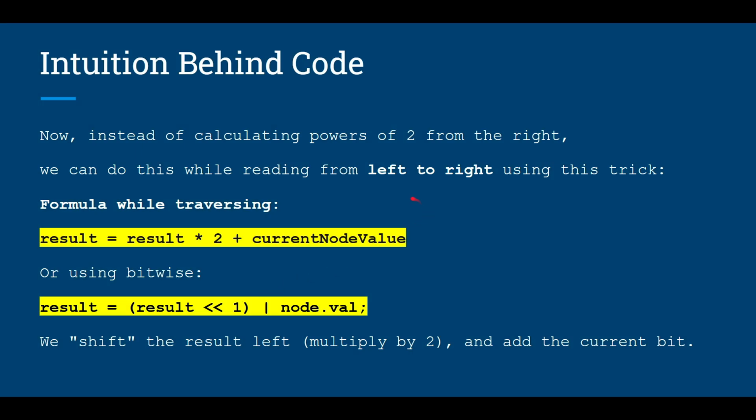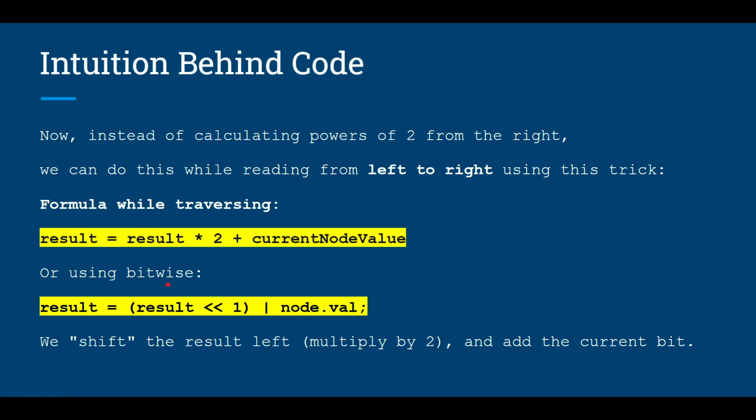Now the intuition behind the code is, instead of calculating the power of 2 from the right, what we can do is read from left to right using a trick. The formula: while traversing, there will be a result. We multiply the result by 2 and add the current node value. We keep adding this, and we get the result.